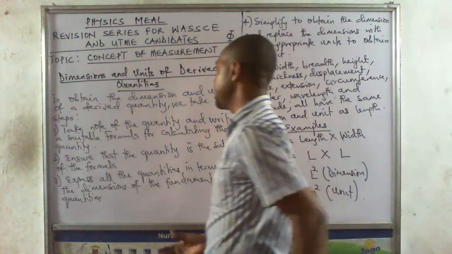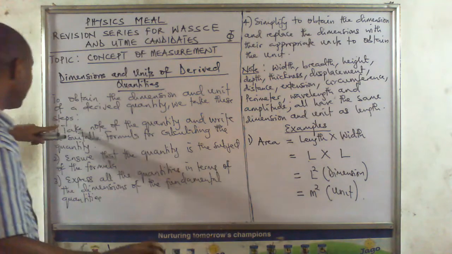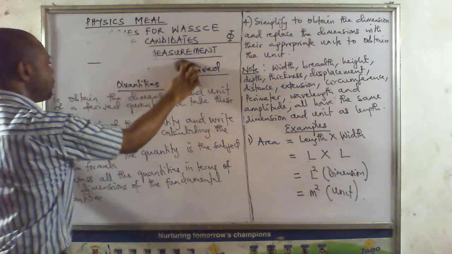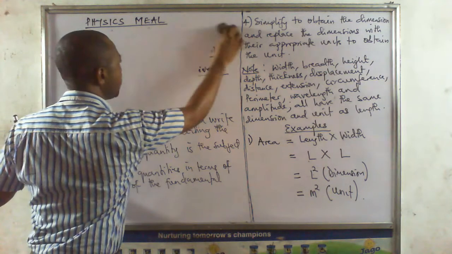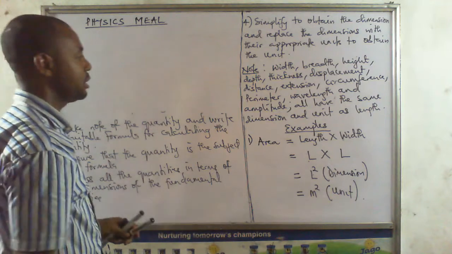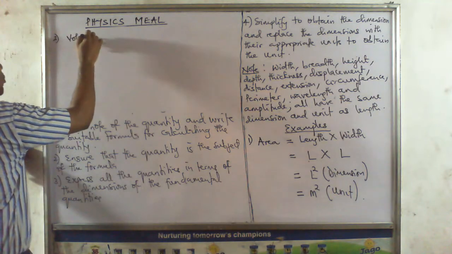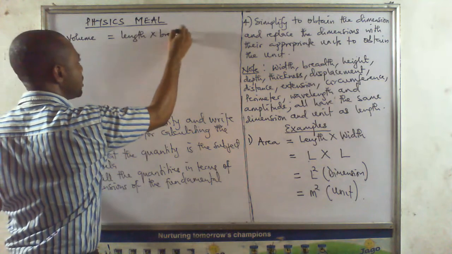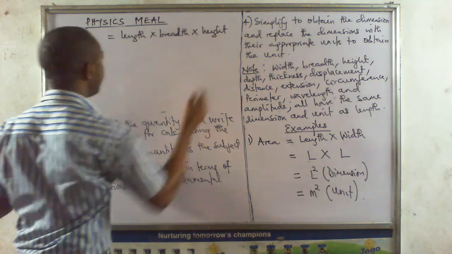That's very simple. Now let's keep our steps until we've mastered it. So we need to clear everything. Remember, it is still a revision series. Let's keep our steps. Let's pick another simple quantity. Let's look at volume now. You can say that volume is length times breadth times height. That's volume.